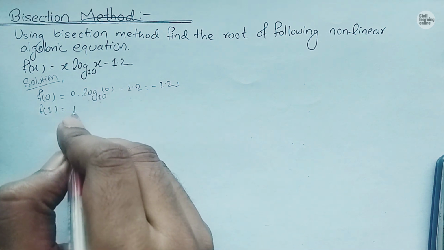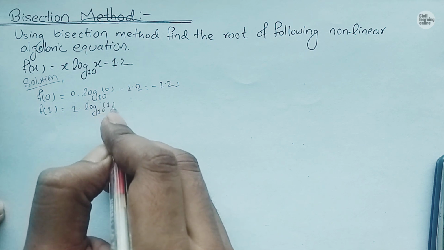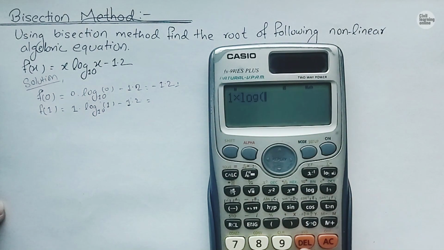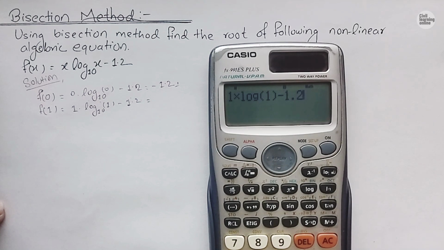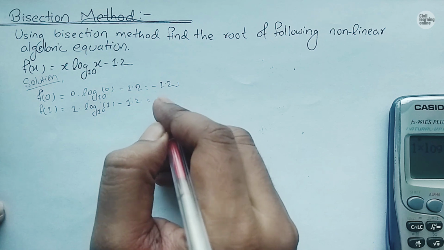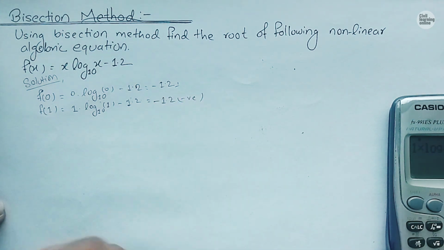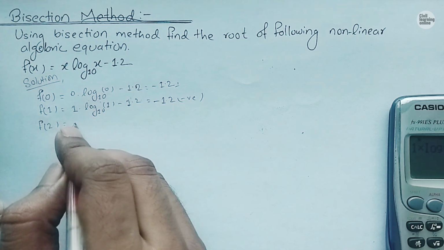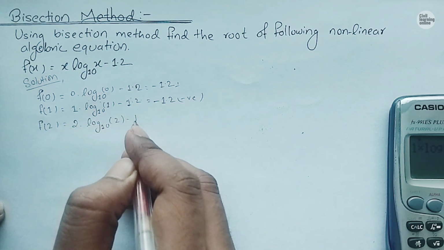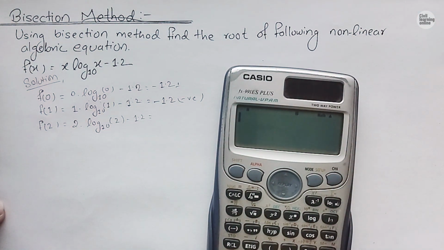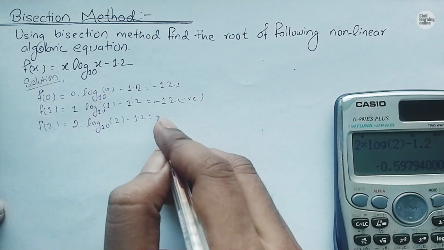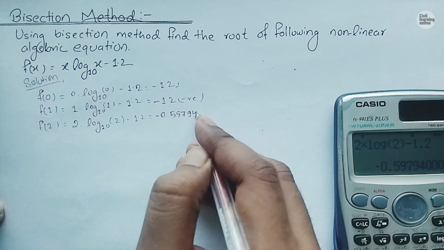If we do f(1), we have 1 times log to the base 10 of 1 minus 1.2. I am doing this with the calculator: 1 multiplied by log 1 minus 1.2, and here we get minus 1.2. So this is negative. Now let's substitute another number to find a positive point. If we put f(2), we get 2 times log to the base 10 of 2 minus 1.2. Again we got a negative value, minus 0.59794.